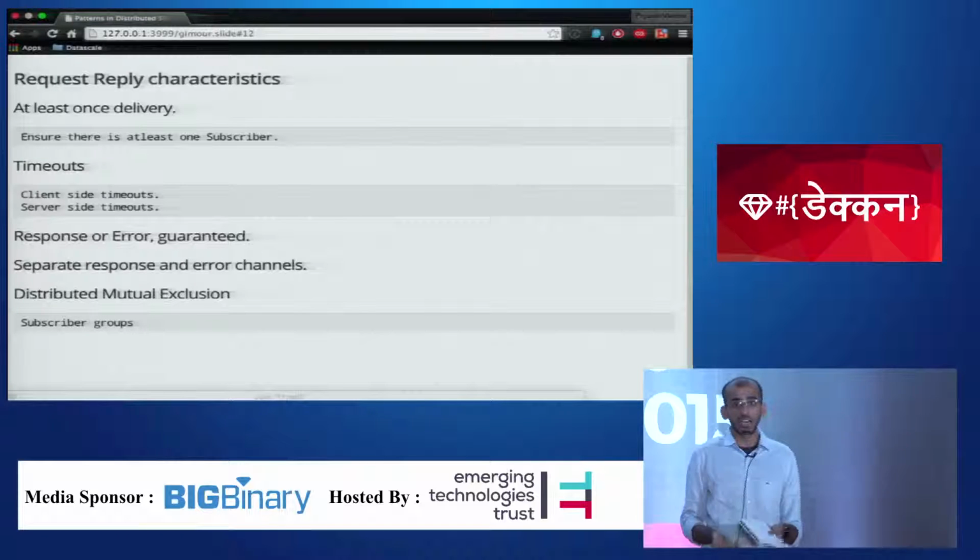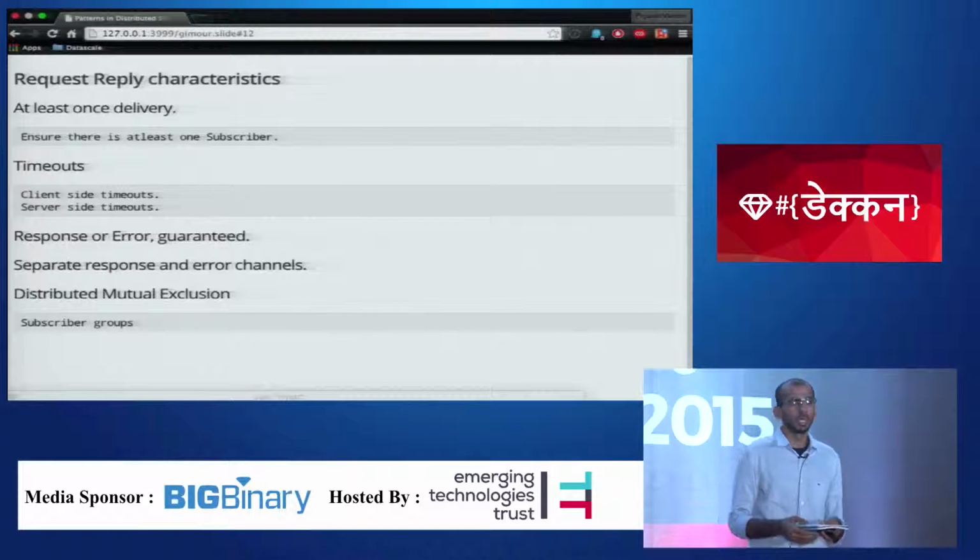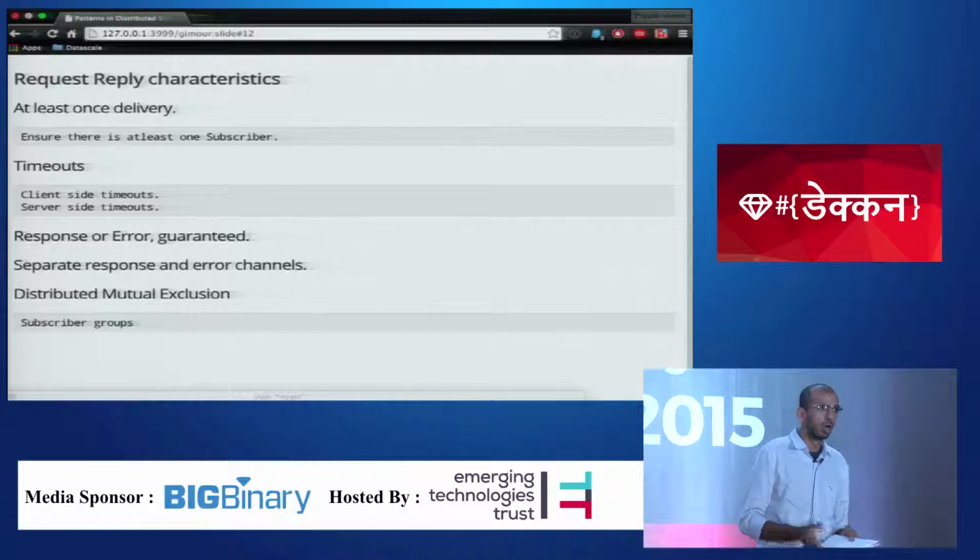Response or error has to be guaranteed. The server either returns with valid data or it shall return with an error, but there will be something. It won't be the case where it doesn't return anything.